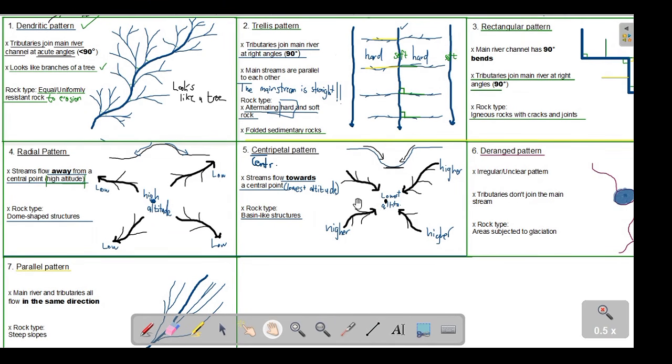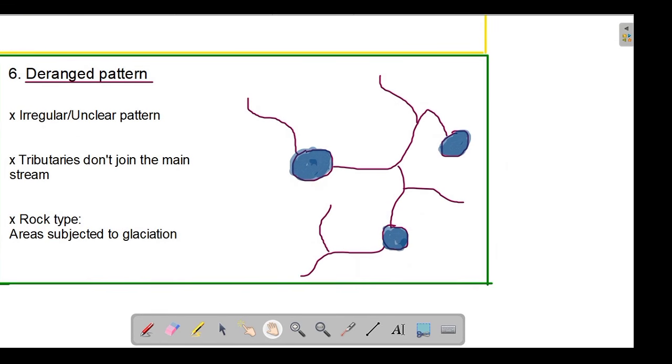Right. So let's move on. Now let's head on to number 6. Number 6 is the deranged pattern. For those of you who do not know what deranged means, deranged means crazy or mad, and this helps us identify this pattern because a deranged pattern is an irregular pattern. It's an unclear pattern. It does not make sense. It does not have a particular pattern that is clear.